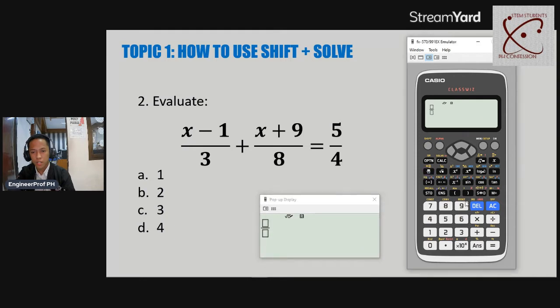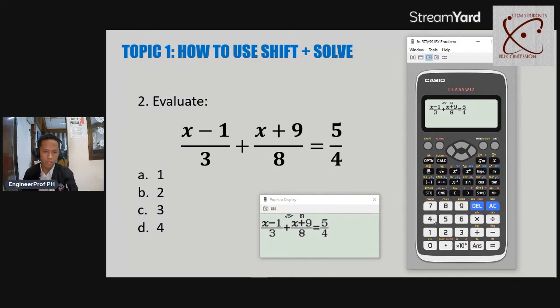So we have here x, so alpha x minus 1 all over 3. Okay, so plus, you have here plus alpha x plus 9 all over 8. Then we have here alpha equals, so alpha equals, then fraction, then 5/4. Okay, input natin guys directly yung equation.